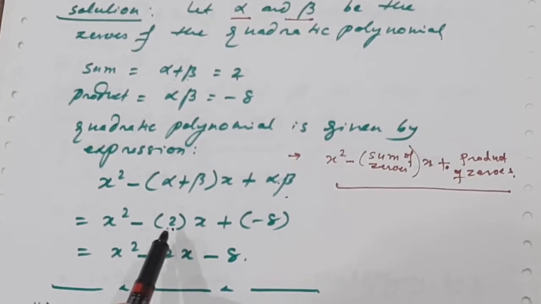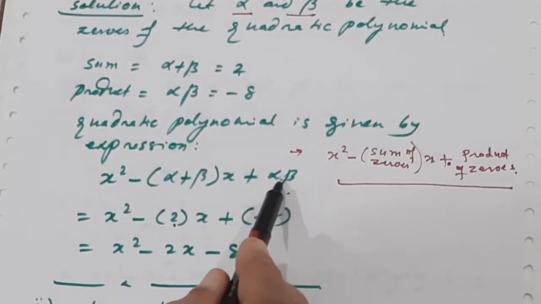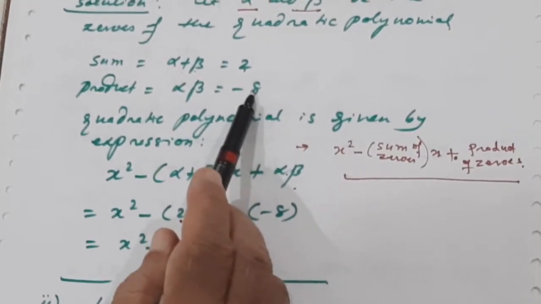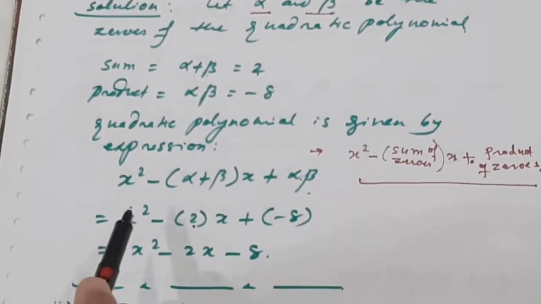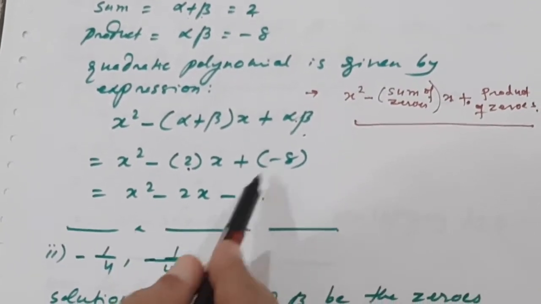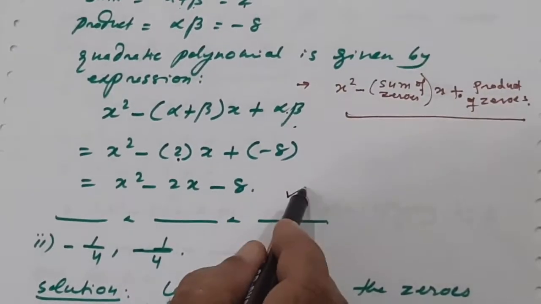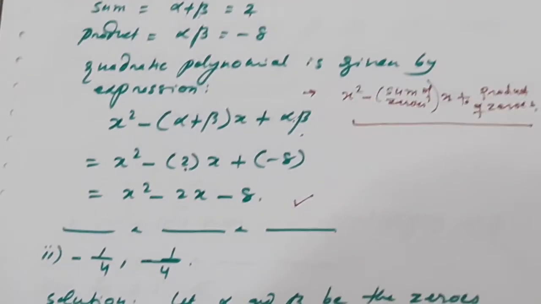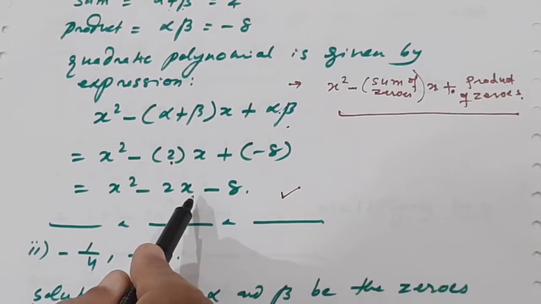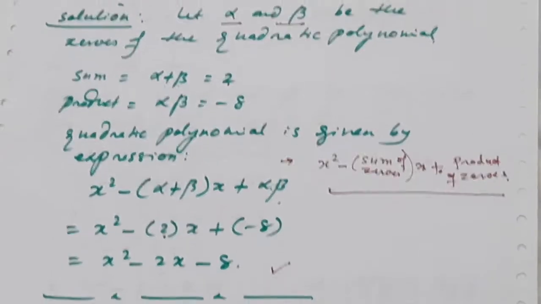So write in bracket to avoid mistakes. And this also you write in bracket along with the sign. What is alpha beta? With sign, minus 8. Then open the brackets: x square minus 2x, and plus into minus is minus, so minus 8. This is your answer. This is the quadratic polynomial having the given sum and product.